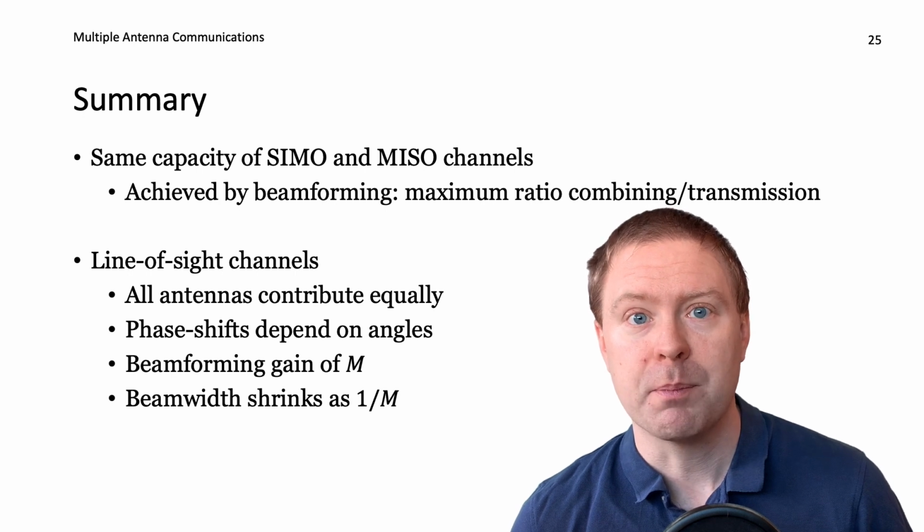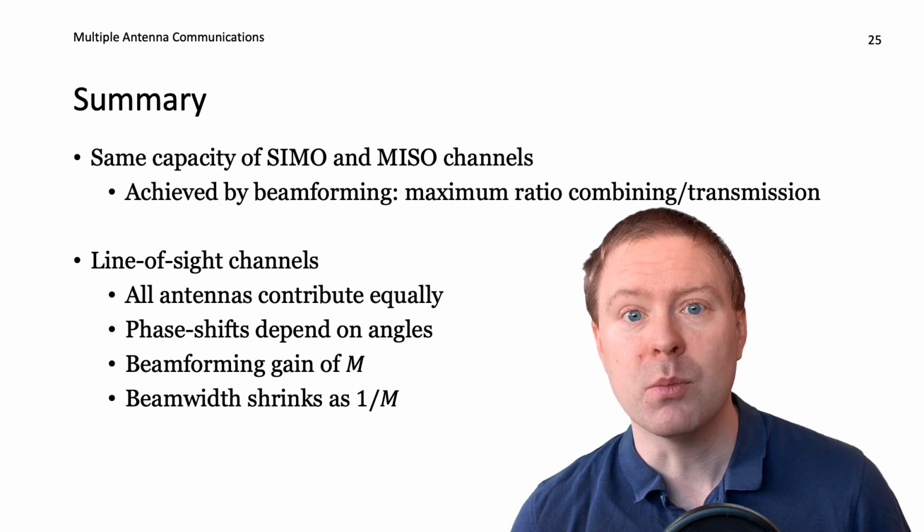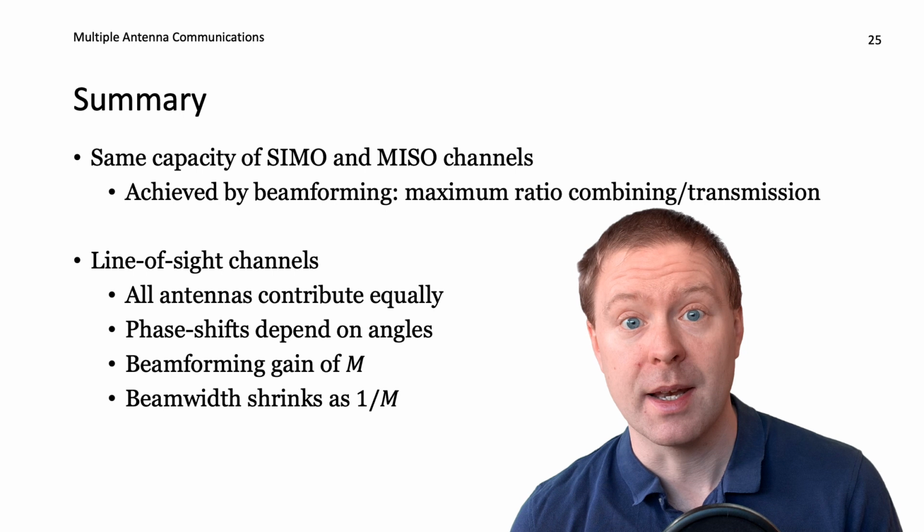We are achieving a beamforming gain of m, where m is the number of antennas, so it's precisely that in line of sight channels. And the beamwidth, the width of the signal that we are transmitting, becomes inversely proportional in the angular domain to the number of antennas.